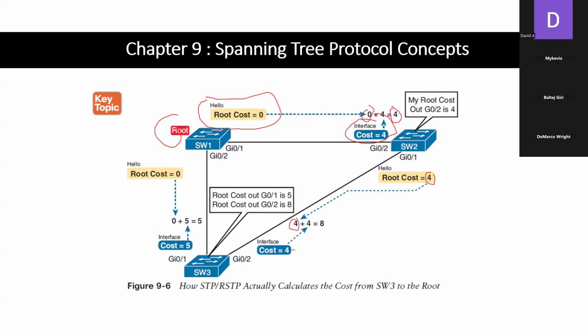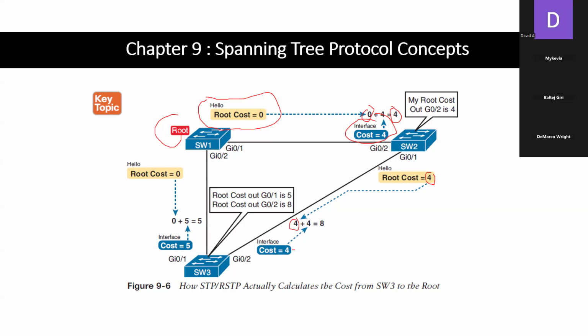If I'm switch 3, I determined the root cost out of gigabit 0/1 is 5, and the root cost out of gigabit 0/2 is 8. I'm going to select gigabit 0/1 as the root port, because the cost to reach the root switch through that port, which is 5, is lower than the alternative gigabit 0/2 with the cost of 8. Let's go ahead and go to switch 2.